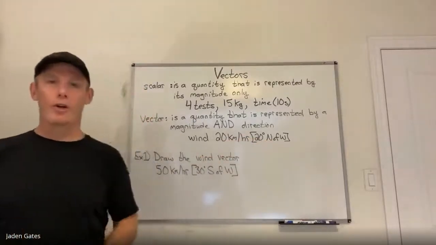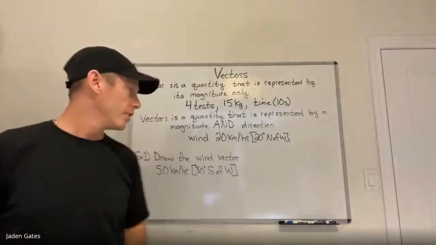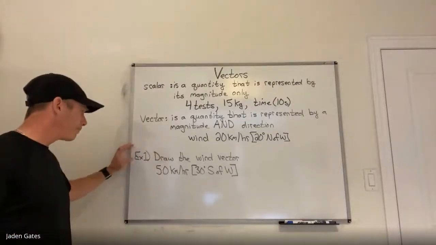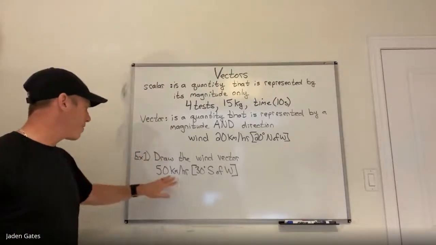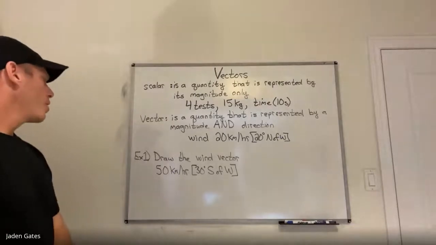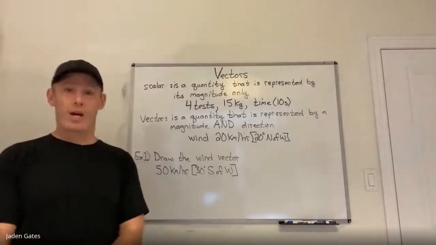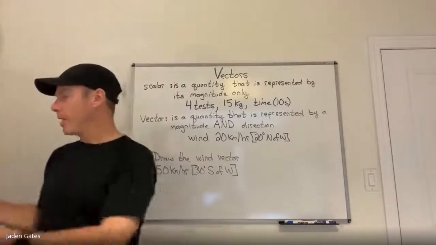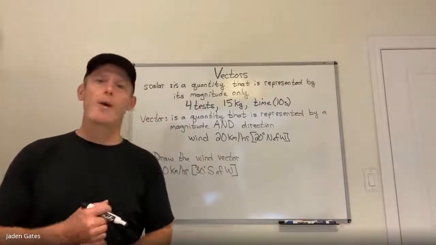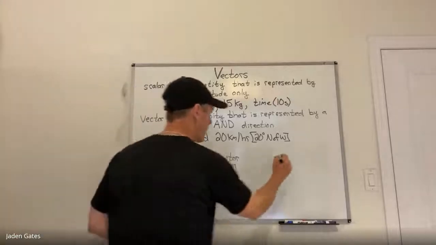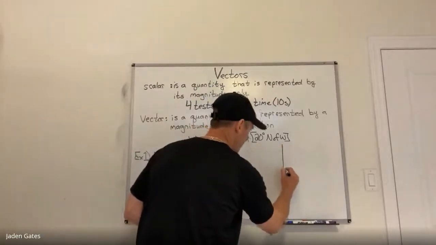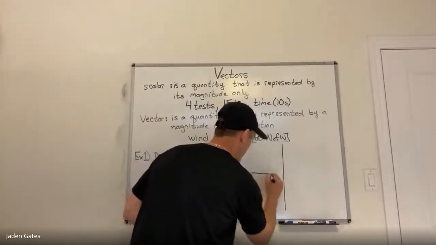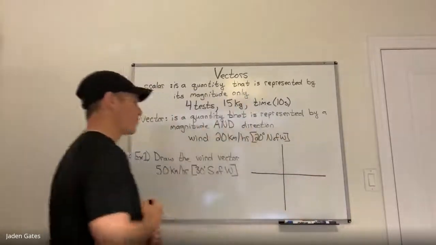So now what we're going to look at is actually just drawing a vector. And so, for example, one, draw the wind vector 50 kilometers an hour, 30 degrees south of west. So what the heck does that mean and how do we draw it? Well, the first thing we got to be able to do is to draw what's called a compass rose. All right, and so it looks like a grid. So there we go, there's our grid.